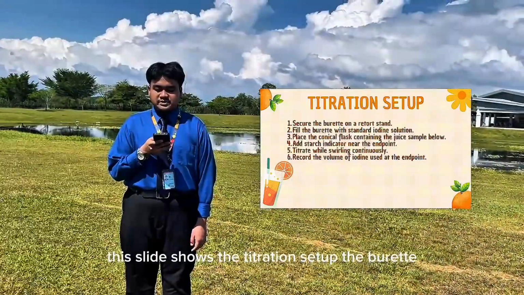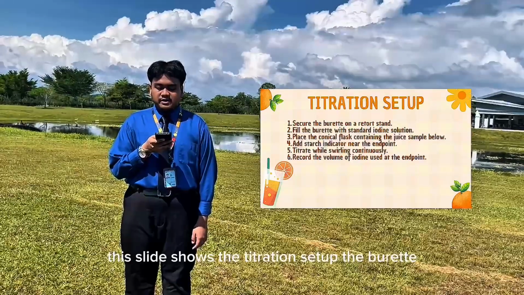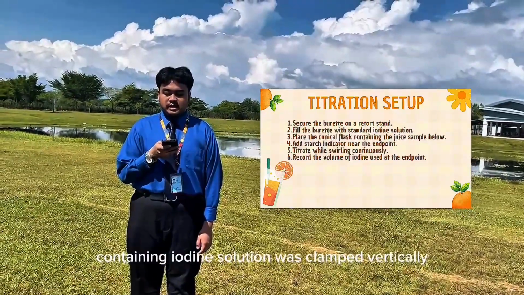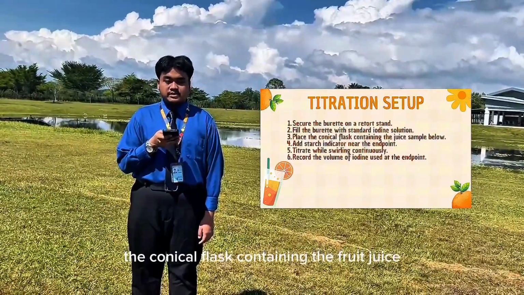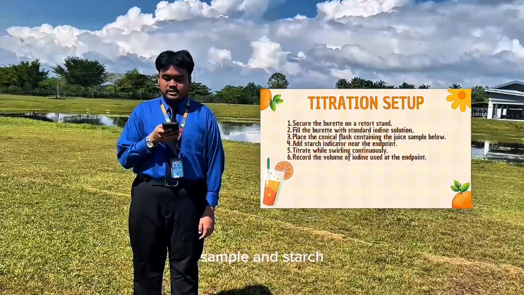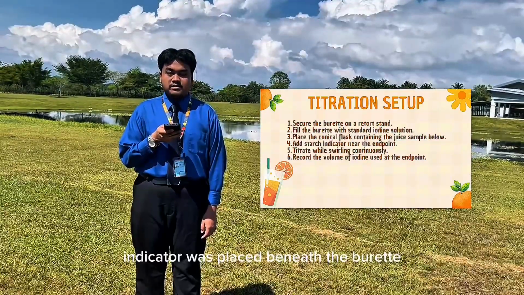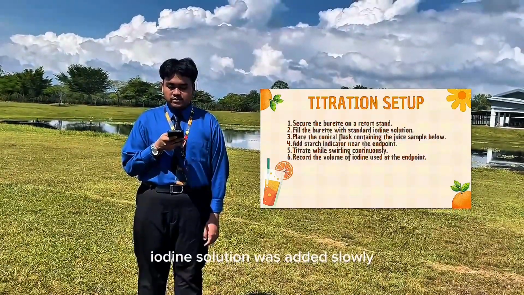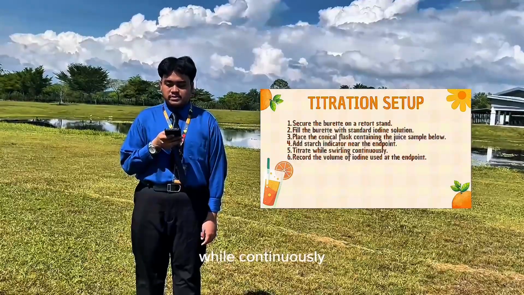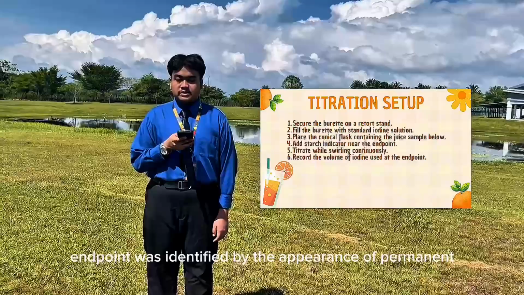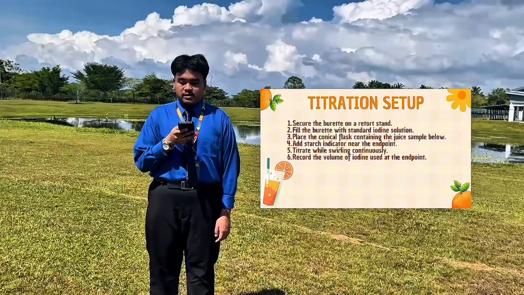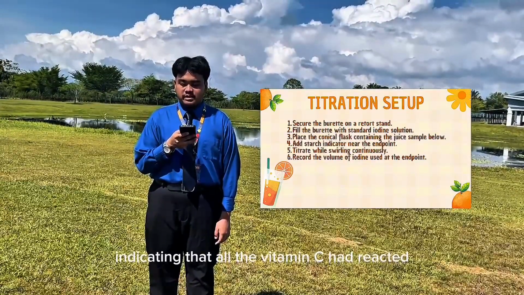This slide shows the titration setup. The burette containing iodine solution was clamped vertically on a retort stand. The conical flask containing the fruit juice sample and starch indicator was placed beneath the burette. Iodine solution was added slowly while continuously swirling the flask. The endpoint was identified by the appearance of a permanent blue-black color, indicating that all the vitamin C had reacted.